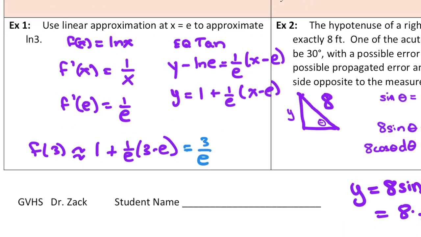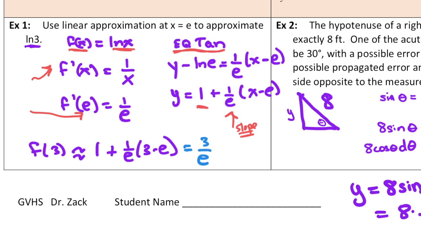For example 1, you are asked to approximate the natural log of 3. So declare what your function would be, such as f of x equals natural log of x. Find the derivative. Find the value at e because you were told to use e. Then write the equation of your tangent line. So the equation of the tangent line should always have a number in for the slope. Do not ever put a variable expression in for the slope.